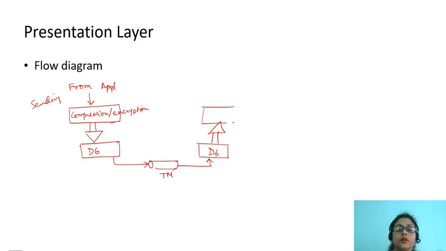It goes to the presentation layer. From there it goes to the application layer of the destination computer. So this is the flow diagram of presentation layer. Here one thing must be mentioned. From application layer we are basically getting D7. So here also you will get D7 data.